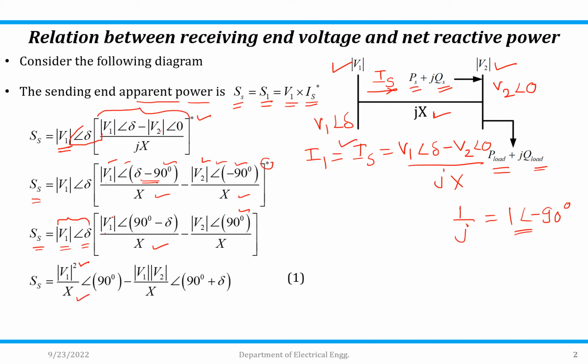Now we have to add these angles: delta plus 90 degrees minus delta. So we will get 90 degrees. Similarly, if we multiply the term V1 at an angle delta inside, we will get V1 V2 upon X, where this delta and this 90 will be added. Mark this as expression number 1. This is the sending end apparent power, denoted by equation number 1.